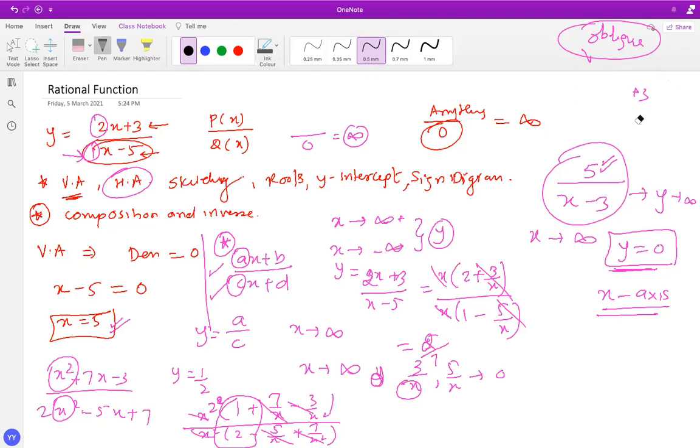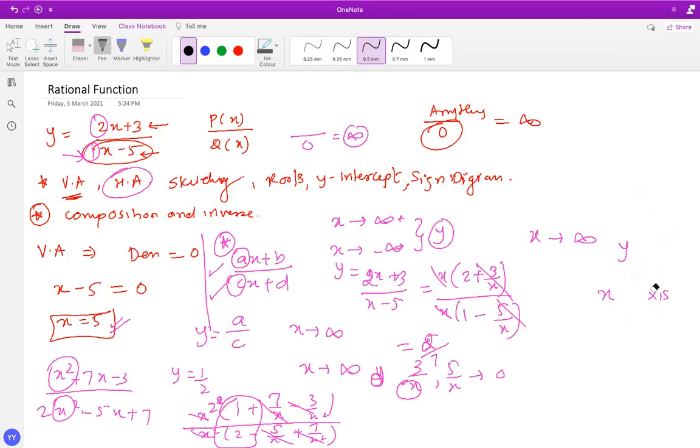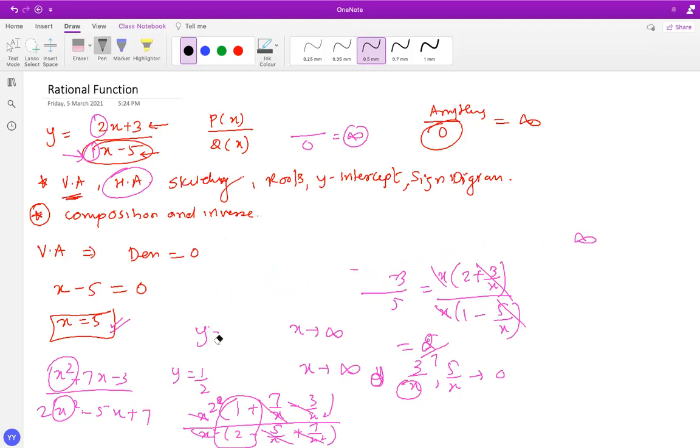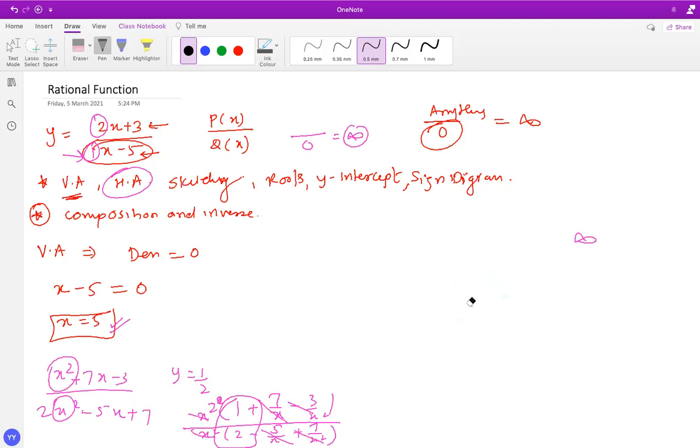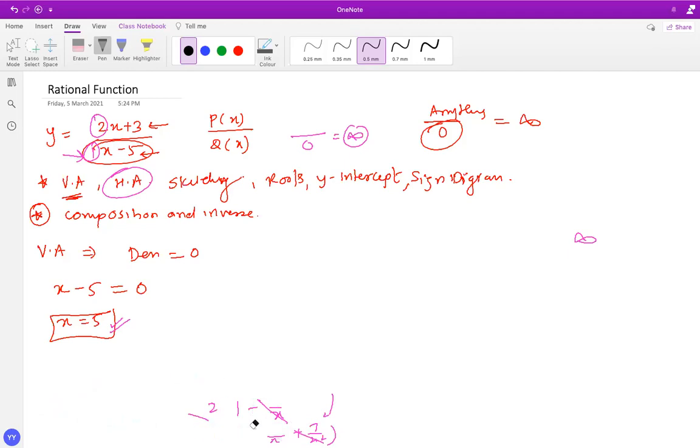So first thing, let's quickly understand this question that we started with. Here my horizontal asymptote that I found is actually nothing but y equals 2 over 1. If you see the horizontal asymptote at this stage, I'll just quickly erase this out. So the horizontal asymptote here is y equals 2. Now coming back to the sign diagram.